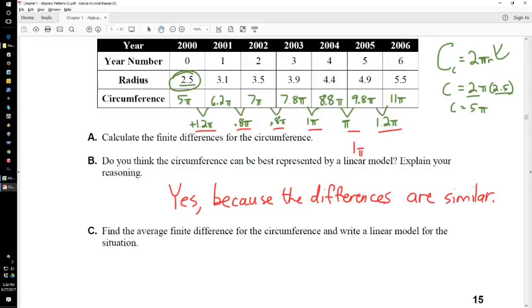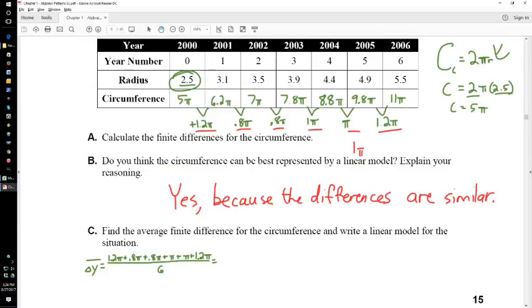Find the average finite difference for the circumference and write a linear model for the situation. Well, the average finite difference, okay, so basically if I want the average change in y, I add up all my differences, so that's 1.2 pi plus 0.8 pi plus 0.8 pi plus 1 pi, which is just pi, plus 1 pi, which is again just pi, plus 1.2 pi, and divide it by, well, there are 1, 2, 3, 4, 5, 6 elements, so 6.